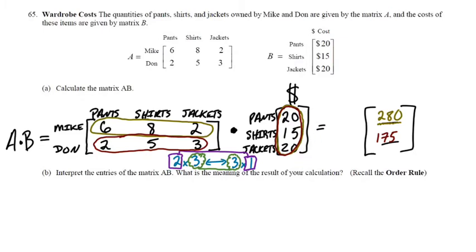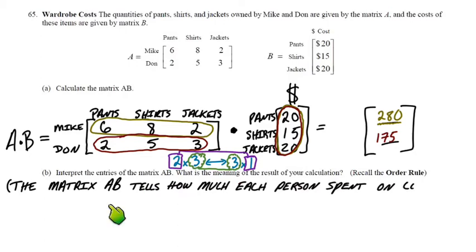So now it's our responsibility to explain what these numbers represent. The general gist, my little side note for you here, is that the matrix AB that we just calculated tells us how much each person spent on clothing. If I had to label the columns and rows here, remember we got the rows from matrix A, Mike on top and then Don second, and the price, because this was the columns for matrix B, that's how much each person spent on clothing.